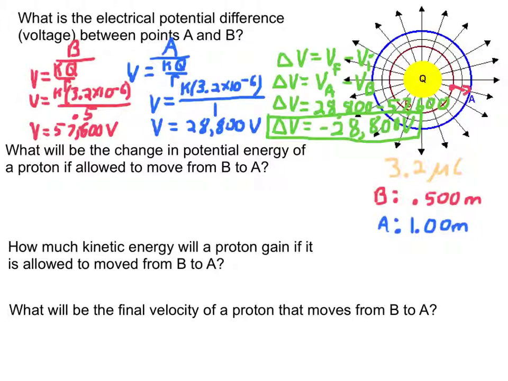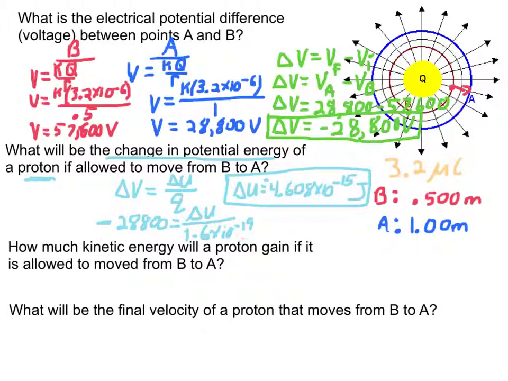Since we're dealing with a small particle moving inside an electrical potential difference, or voltage, I'm using the equation delta V equals delta U, a change in potential energy, divided by Q. And I know delta V now, it's negative 28,800. Delta U, the change in potential energy, is what I want. What will be the change in potential energy? And we're doing it for a proton, and we know the charge of a proton. It's 1.6 times 10 to the negative 19th coulombs.